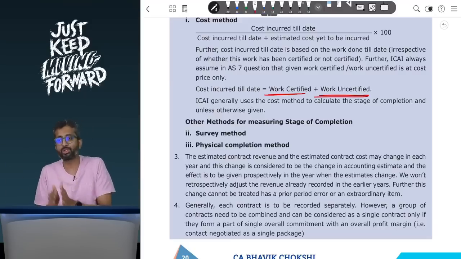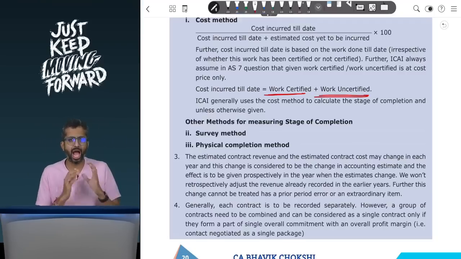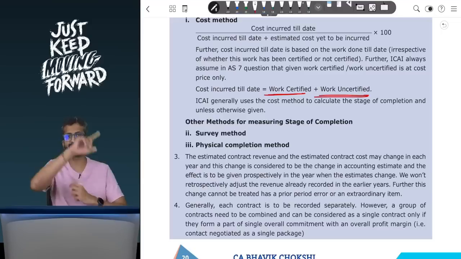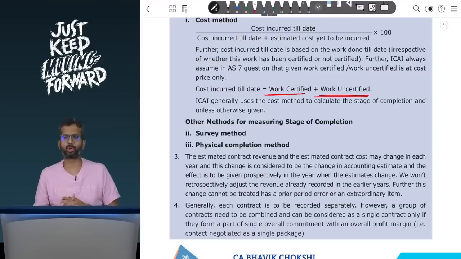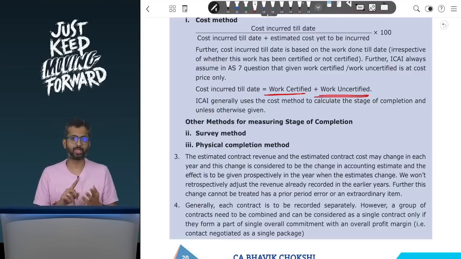No. I will calculate the stage of completion for each contract separately, and I will do accounting for revenue, profits, etc. for each contract separately, unless the contracts are agreed as a part of a single overall profit margin or a single overall package. Like there were 5 dams that you had to construct, 3 were loss making, 2 were profitable. We said that the 2 profitable contracts are so good that we want to take this project.